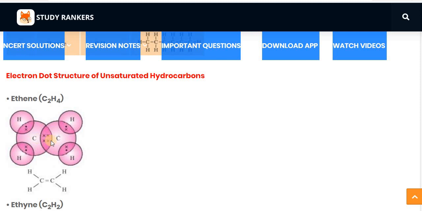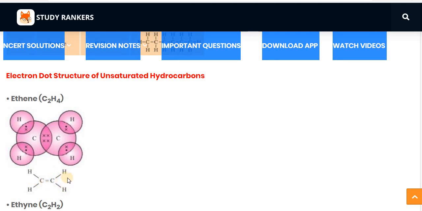Here you can see that between the two carbon atoms, 2 pairs of electrons are shared. Due to these 2 electron pairs shared between the two carbon atoms, a double bond is there. One pair of electrons is for the single bond, and another pair is for the double bond. So the formula is written like this: CH2 double bond CH2.